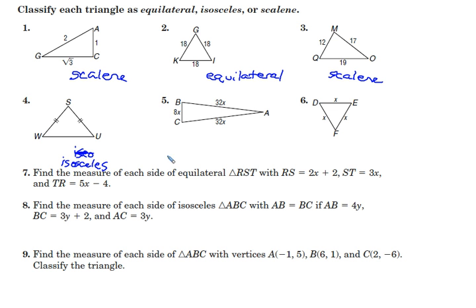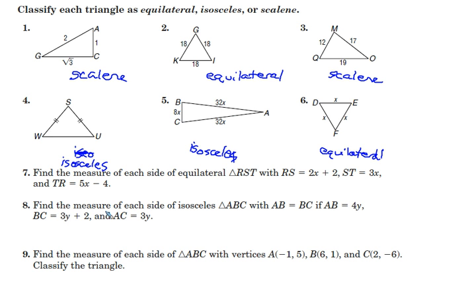Okay, and number 5, another isosceles. We don't know the exact measurements, but 32x and 32x are the same. And then lastly, we don't know what x is, but it is equilateral. There we go. Okay, now number 7.